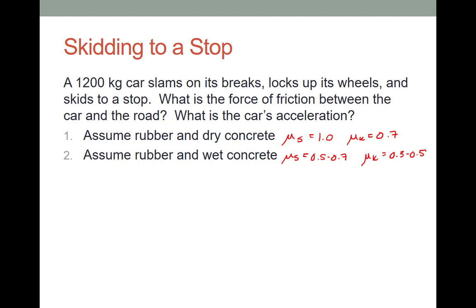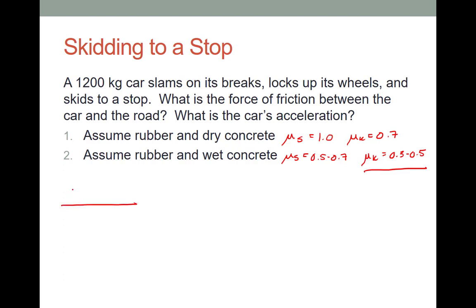Now we have to decide what type of friction we are dealing with here. Well, the car has its wheels locked, which means they're no longer rotating. Because they're no longer rotating, this car is essentially a block sliding across a road, and that means that we're going to be dealing with kinetic friction.